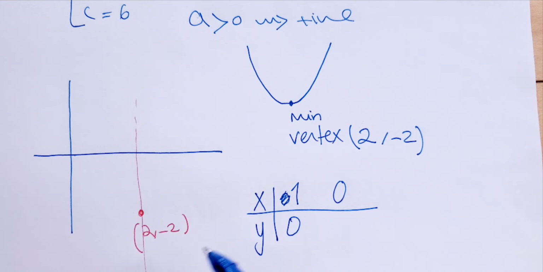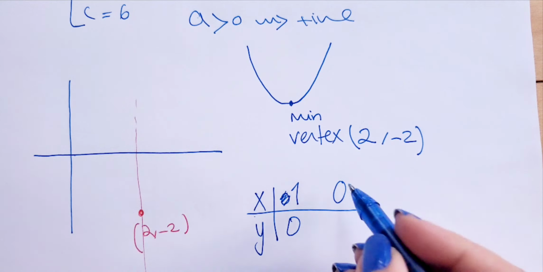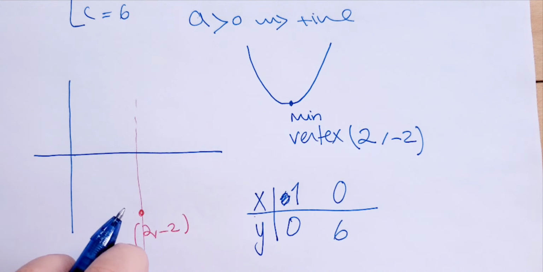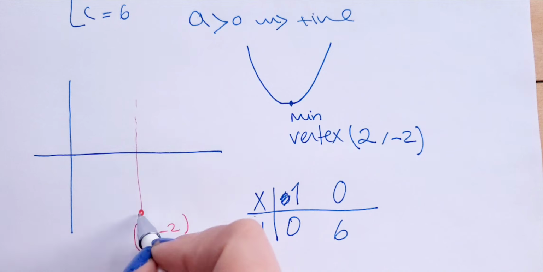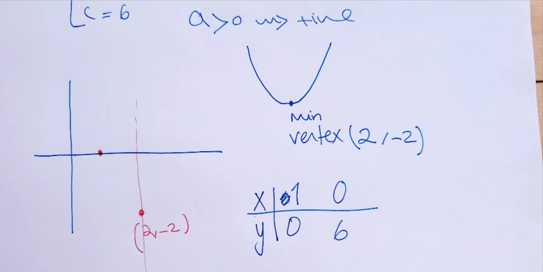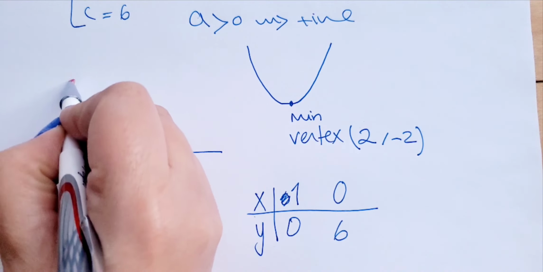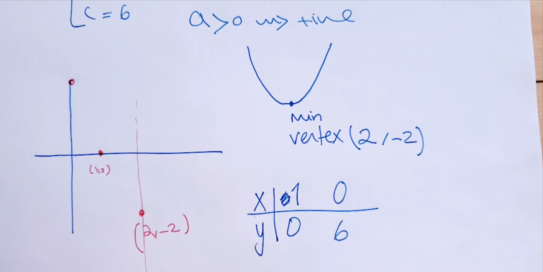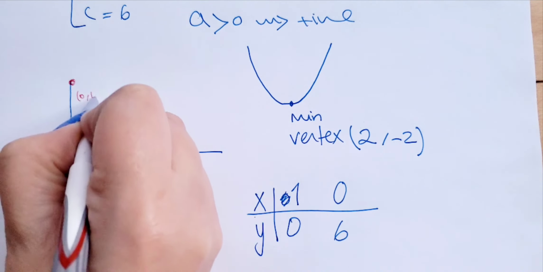If we give the x value as 0, the y would turn out to be 6, and both of these points would be on this side of the graph. So one point would be (1, 0). The other one would be (0, 6). Let's say it would fall here. So this one would be (1, 0), and the other one would be (0, 6).